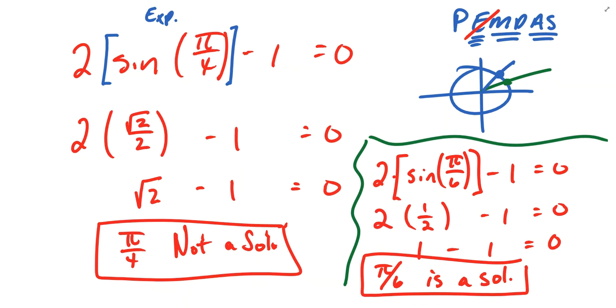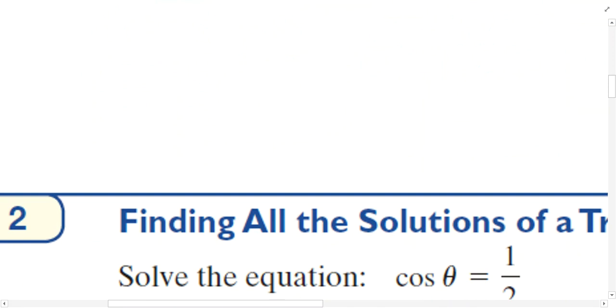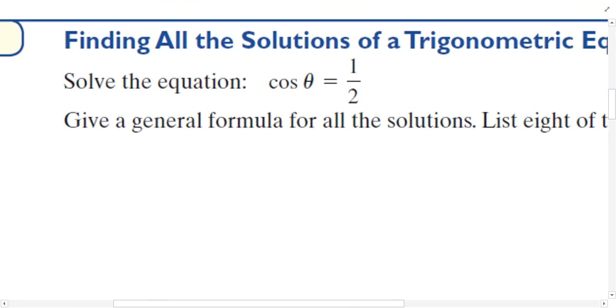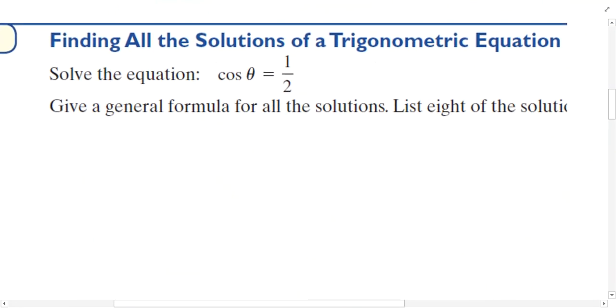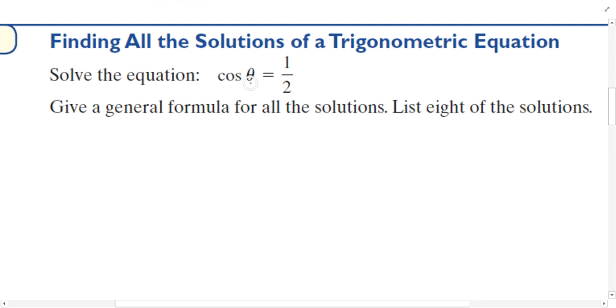Now, technically, it's not the only solution. That's why we're saying that it's a solution. And again, being technical here, there's an infinite number of solutions, and we'll talk a little bit about how to obtain those by looking at example number 2. So our job is to solve the equation cosine of theta equals 1/2. So find the theta values so that cosine of theta is equal to 1/2.